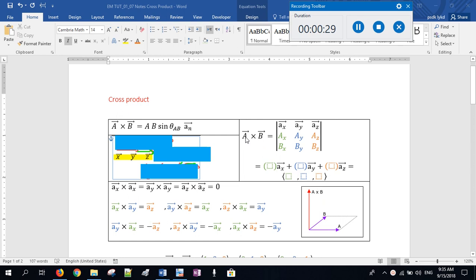Also, the cross product can be found by solving this determinant, but I will not solve the determinants. I will use another method, but it is the same as solving this determinant. So A cross B gives us a vector. This vector is normal to both A and B.